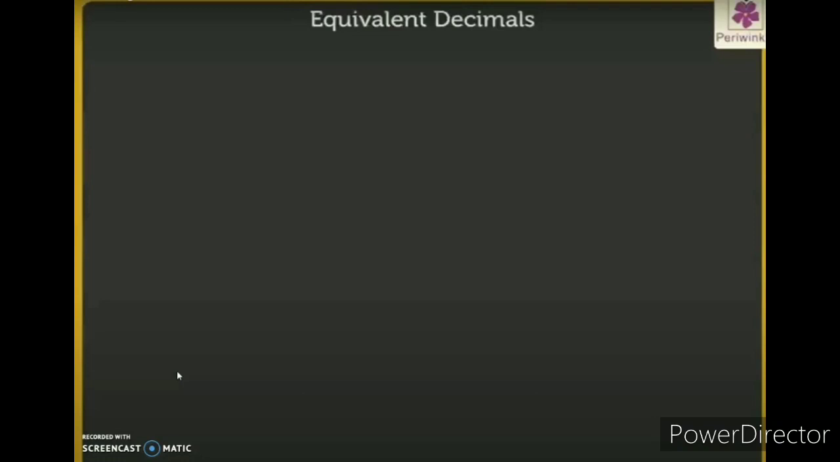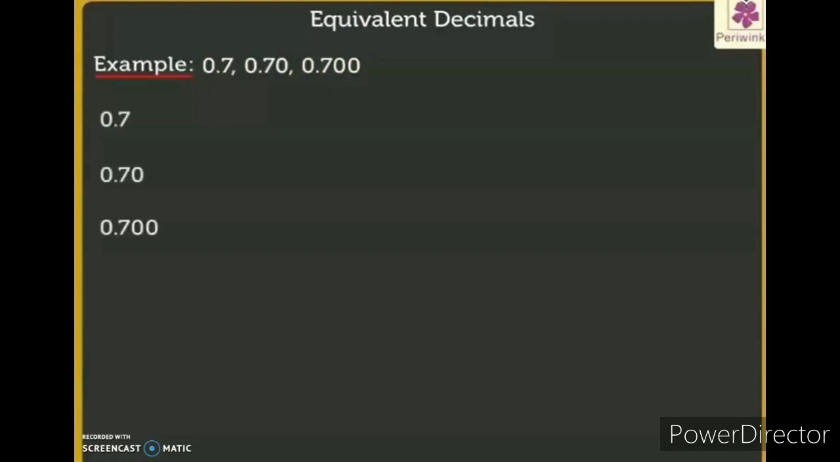So children, let's see what equivalent decimals are. Let us consider 0.7, 0.70 and 0.700. Let's write all these decimals as fractions. 0.7 we can write as 7 upon 10, 0.70 as 70 upon 100 and 0.700 as 700 upon 1000.